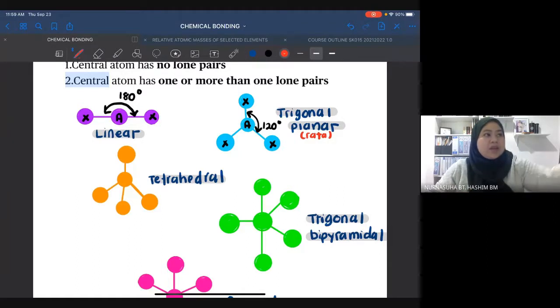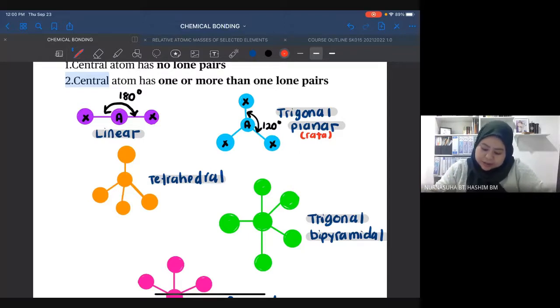Sekejap ni, Madam tunjuk guna pen. Okay, I have 3 pens over here. So basically this is trigonal planar. Ada central atom dekat tengah. Kalau kita letak atas meja, mereka semua rata. Okay, dia stay di atas plane tu. So that is trigonal planar.